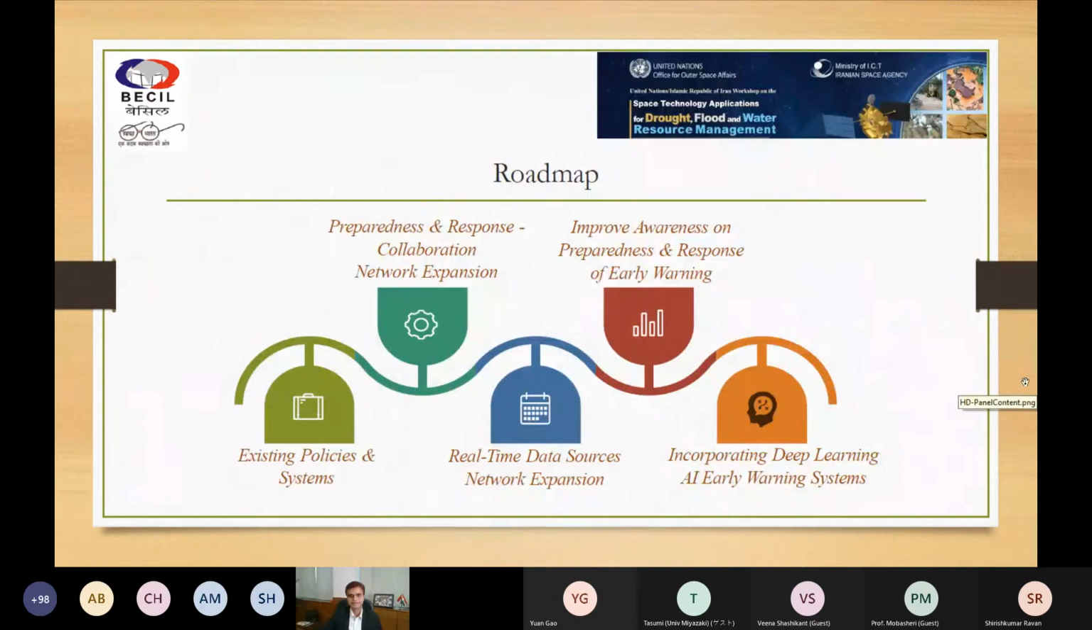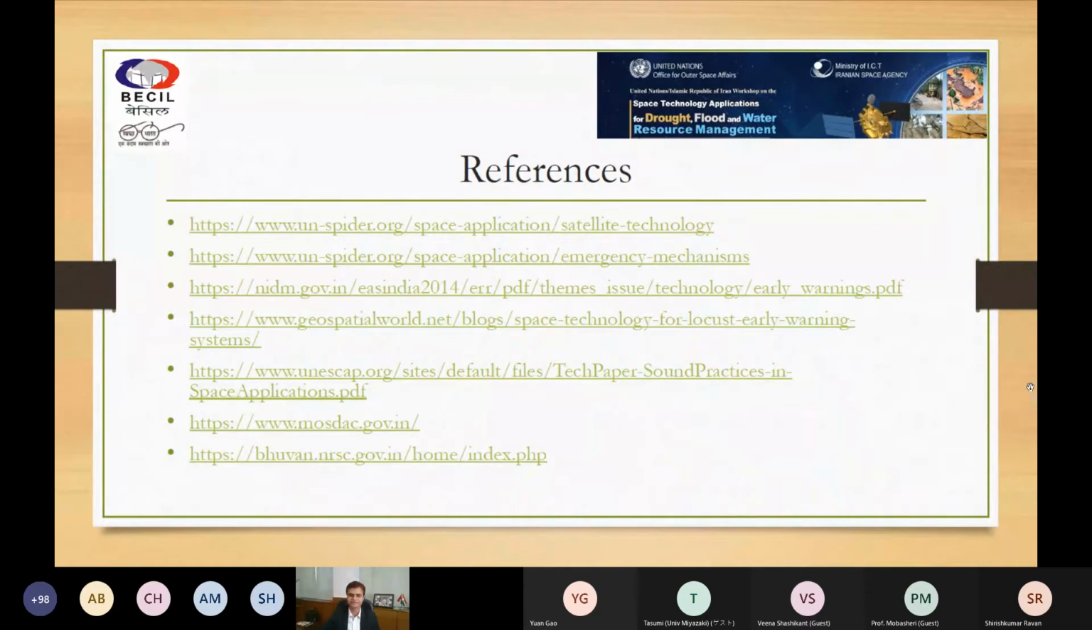So a kind of roadmap, basically we can categorize into 4 funnels. So existing policy, we are working on that. Then preparedness and response, collaboration, network expansions. Then real-time data sources, network expansions, and then improved awareness on preparedness and response, and incorporating deep learning and AI early warning systems. Next slide, please.